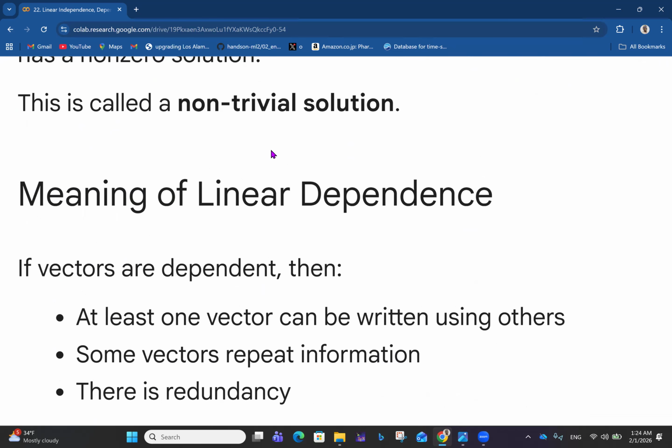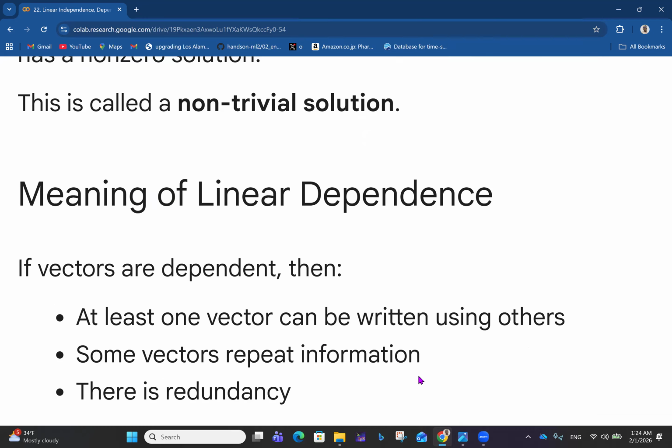So if vectors are dependent, that means at least one vector can be written using others. So there's one vector you can write using others. Like (1, 2) and (2, 4). So (2, 4) can be written as 2 times (1, 2). So at least one vector can be written using others.